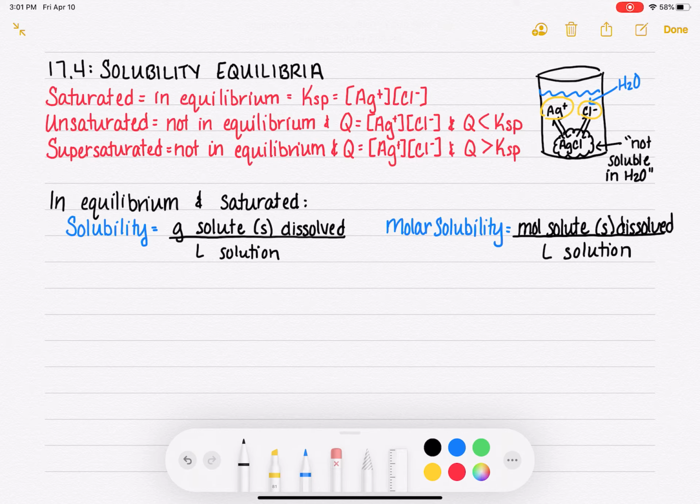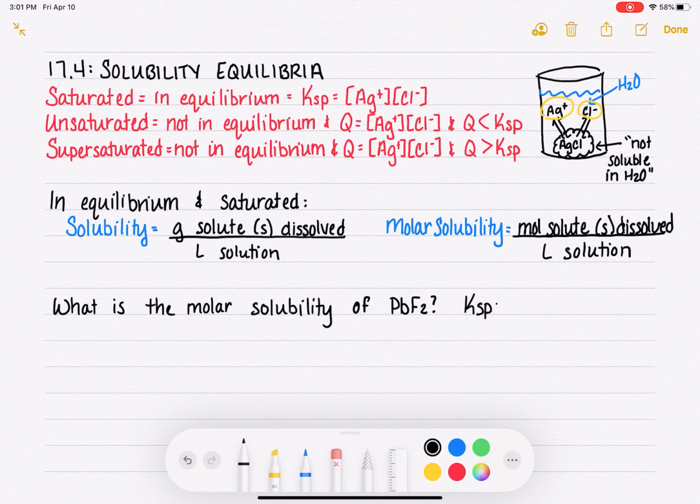Let's start with an example. What is the molar solubility of PbF2? And in order to solve all of these problems, we need to know the equilibrium constant, the KSP. For PbF2, KSP is 4.1 times 10 to the minus 8.